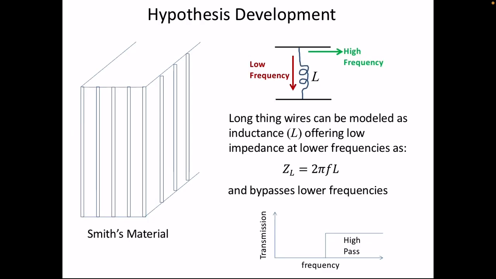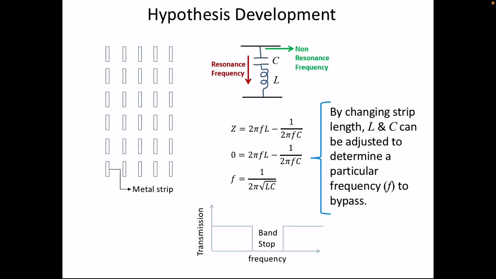So this was our hypothesis development. Long, thin wires can be modeled as inductance, offering low impedance at lower frequencies. And this is the formula that we use. By changing the strip length, L and C can be adjusted to determine a particular frequency to bypass. Essentially, we just added the gap, and once we added the gap, we were able to stop and pinpoint what exact frequency we want to stop.